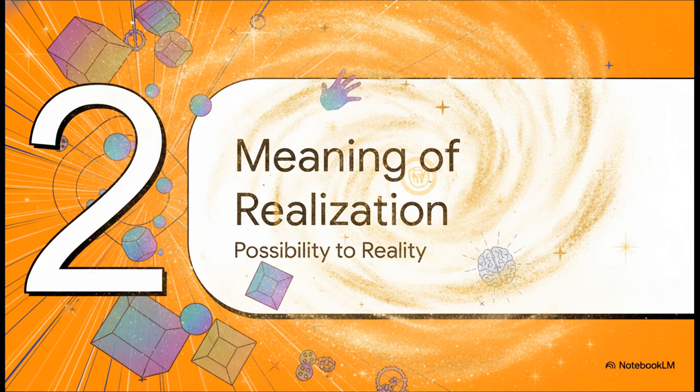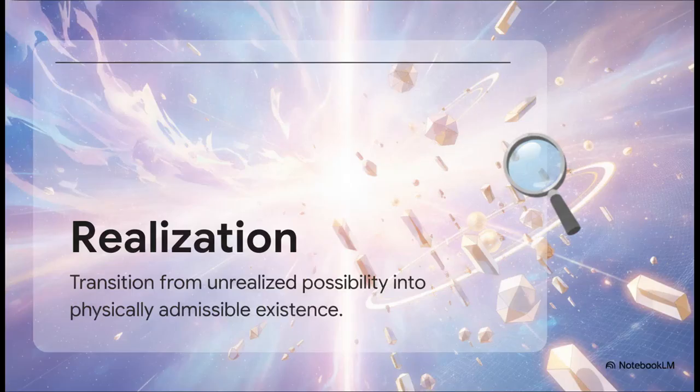Section 2. The meaning of realization. Realization is literally the transition from unrealized possibility into physically admissible existence. And here's an absolutely crucial point. Unified Dimensions does not guess or speculate about what exists before this transition. That's entirely outside its scope. It purely focuses on what constitutes physical existence once realization actually happens. That transition into physical admissibility, that is everything.